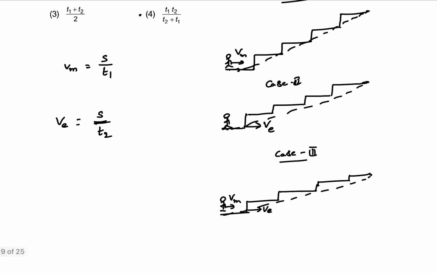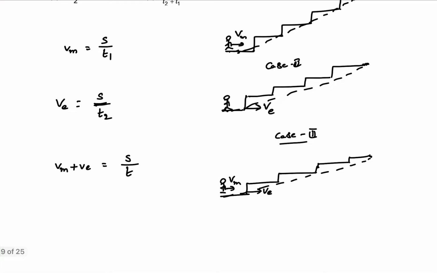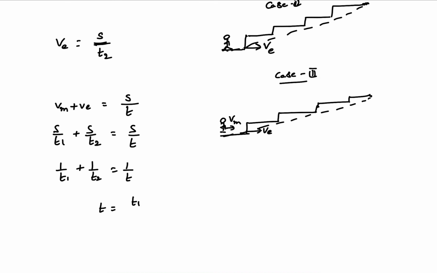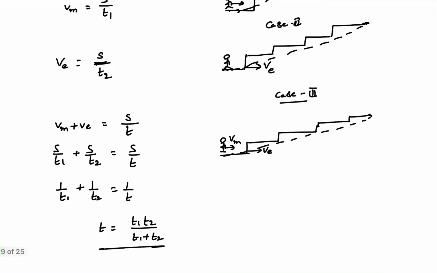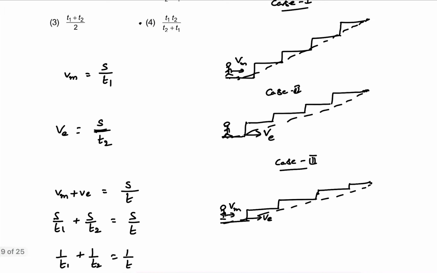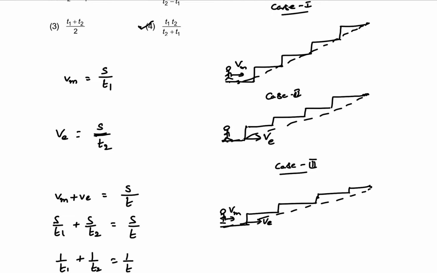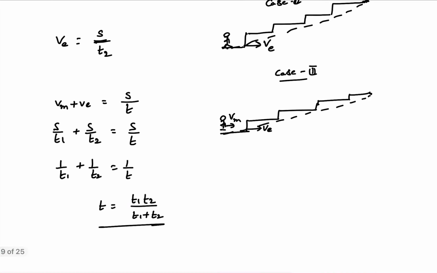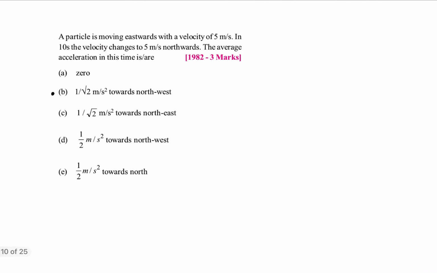He has to walk that same distance to reach the same destination. In this case, we can write it as velocity of the man plus velocity of escalator is equal to distance divided by the time taken t. Now you substitute s by t1 plus s divided by t2 is equal to s divided by t. So finally we will get 1 by t1 plus 1 by t2 is equal to 1 by t. If you do this, we will get t is equal to t1 t2 divided by t1 plus t2. This is the time taken by the man to reach his destination on the moving escalator, that is t1 t2 by t1 plus t2.